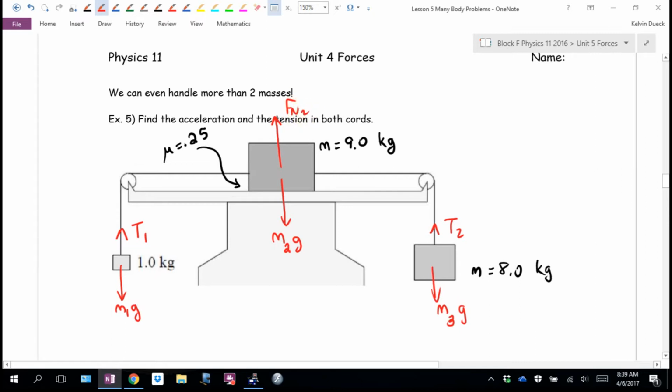I forgot to ask you to read what they're asking me to find. What are they asking me to find? Acceleration and tension in both ropes. Okay, we're going to find acceleration first, and then we'll look at individual masses to find tension. What else is on mass 2? Are there ropes? Let's deal with those. I think I'm going to have tension 2 to the right.